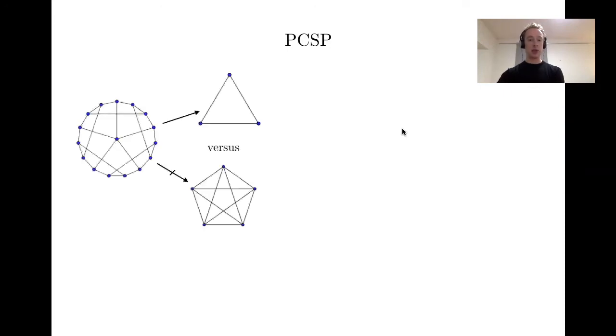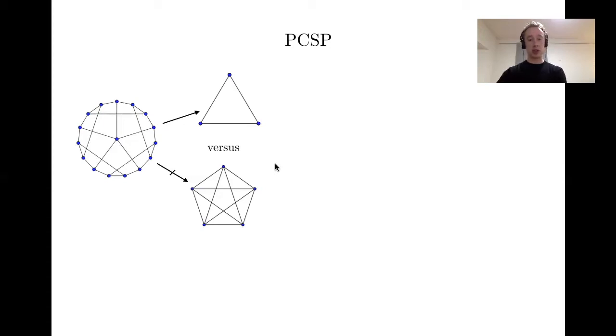The promise constraint satisfaction problem, or PCSP, is a generalization of the CSP that enlarges the gap between yes and no instances. Consider, for example, our graph coloring problem from before. Instead of asking now whether our graph is 3 colorable, we ask instead, is it 3 colorable or is it not even 5 colorable? In terms of homomorphisms, these questions are equivalent to, does our graph have a homomorphism to the 3 clique or no homomorphism to the 5 clique?